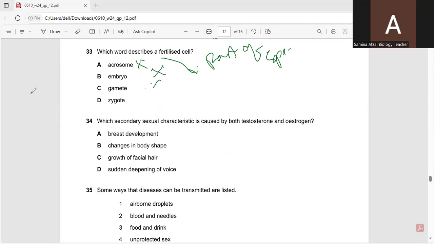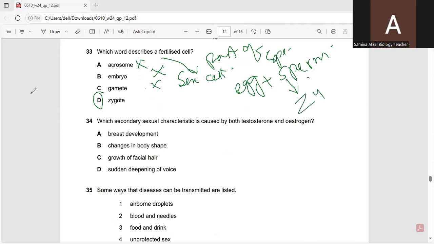Gamete is a sex cell. Zygote, yes. Egg and sperm fuse together to give rise to the zygote. So zygote is the fertilized cell. So D is the correct option. A, B, C are not correct.